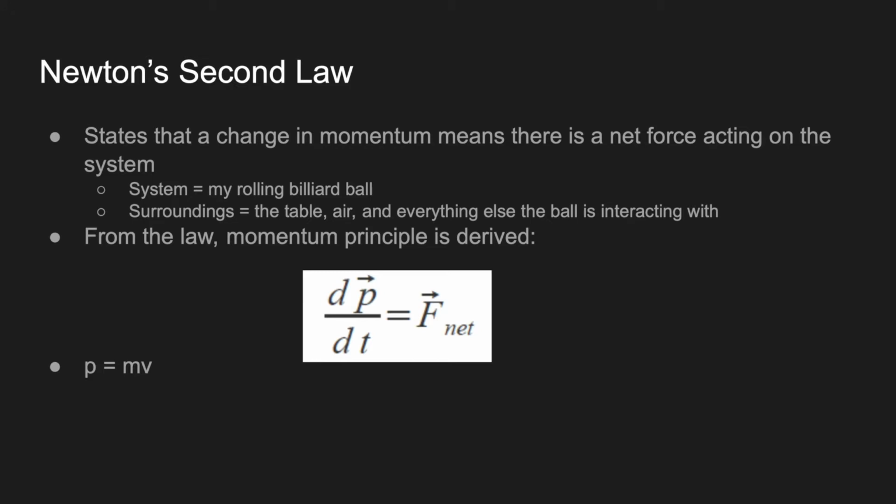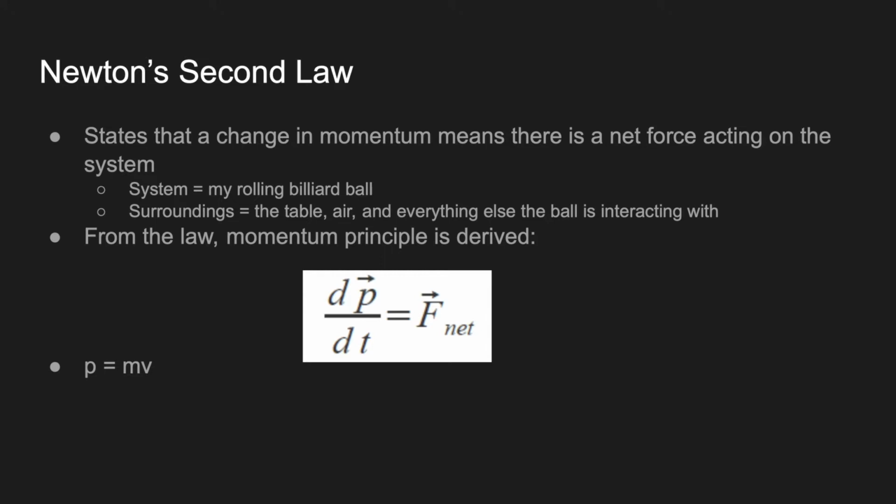However, to further understand constant velocity, we need to look into Newton's second law, which states that a change in momentum is associated with a net force acting on the system. In my observation, the system is a billiard ball, while the surroundings are the table, my hand, the air, and anything else that may be interacting with the ball.